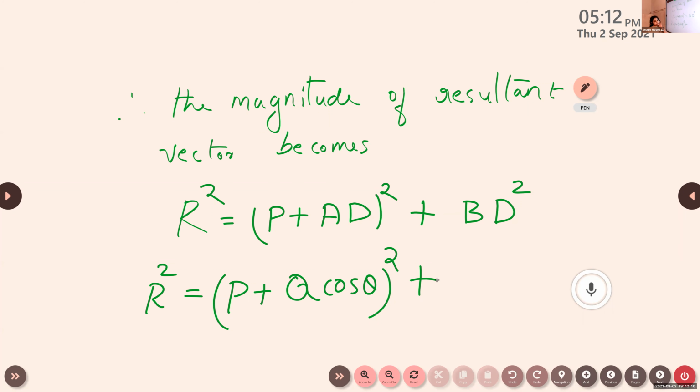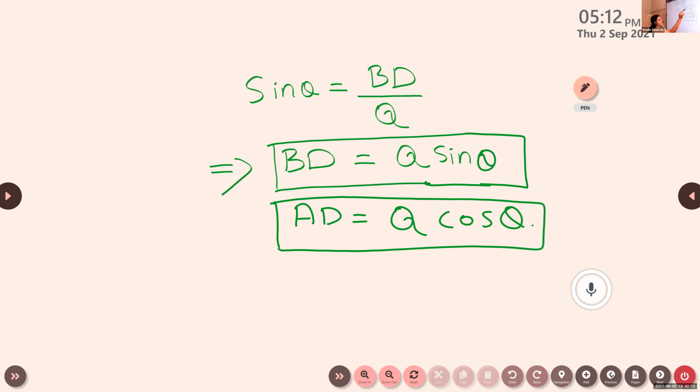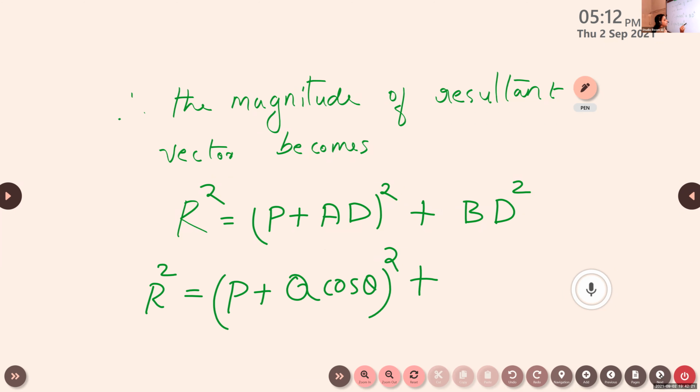Value of BD is Q sin theta. But here we have BD square, not simply the BD. Instead of that, here we have BD square. So it becomes Q square sin square theta. BD is Q sin theta, but here we have BD square. That is why we have taken it as Q square sin square theta.